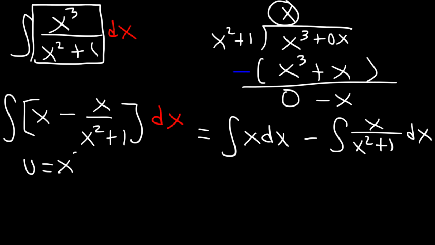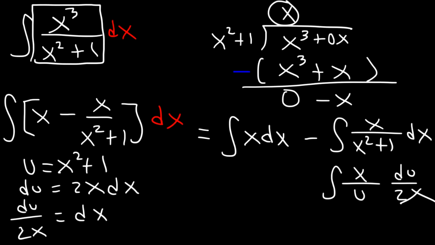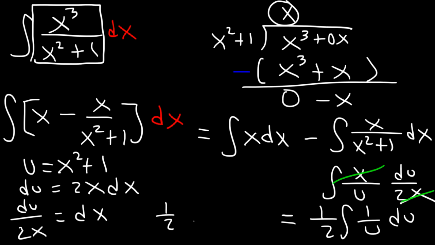U, we're going to make it equal to x squared plus 1. Du is going to be 2x dx, and dx is du over 2x. So let's replace x squared plus 1 with u, and dx with du over 2x. So we can get rid of the x. So this is 1/2 integration 1 over u du. Now the antiderivative of 1 over u is the natural log of u times 1/2 plus c.